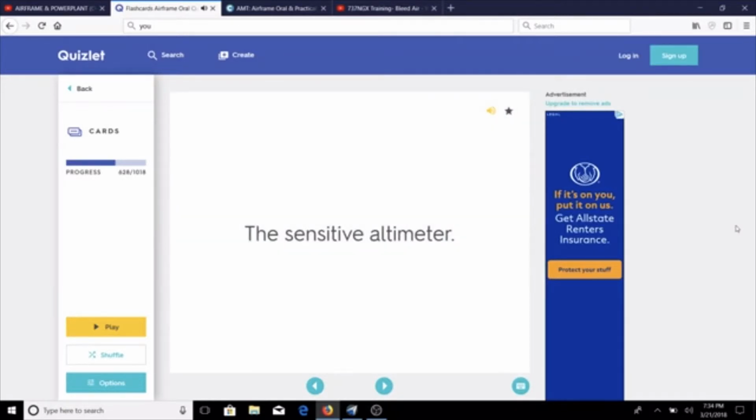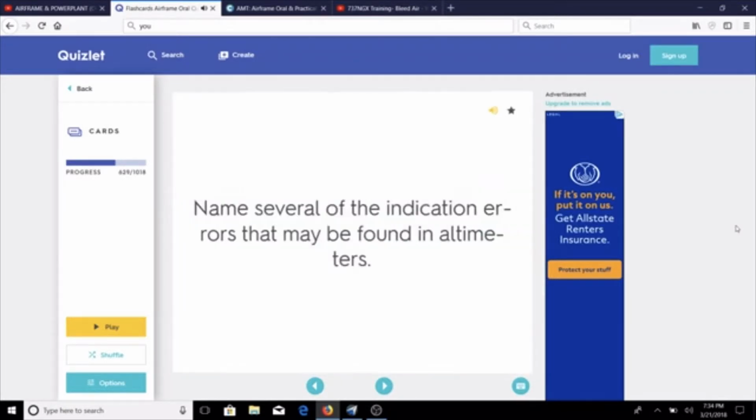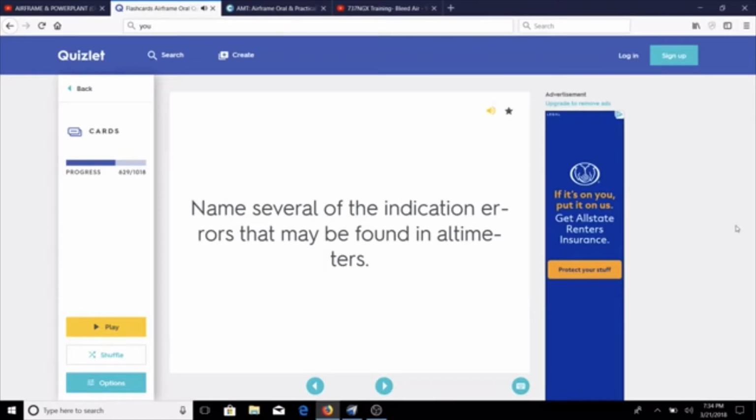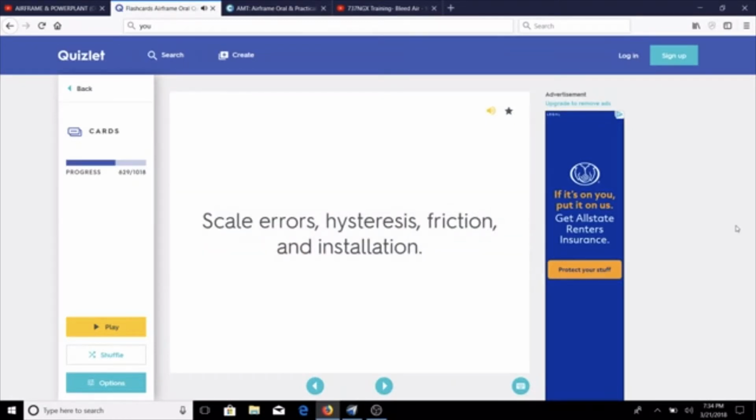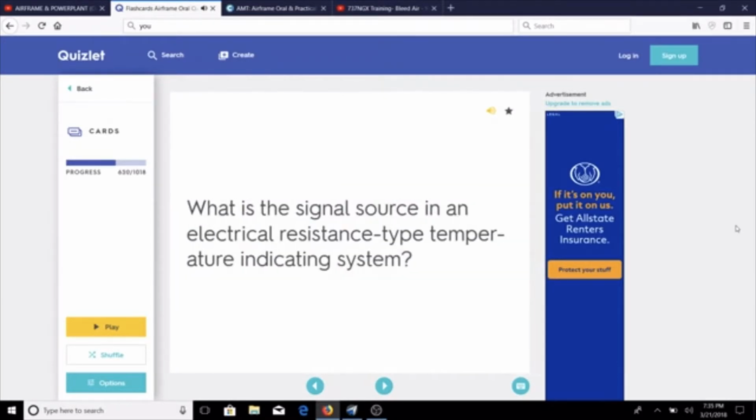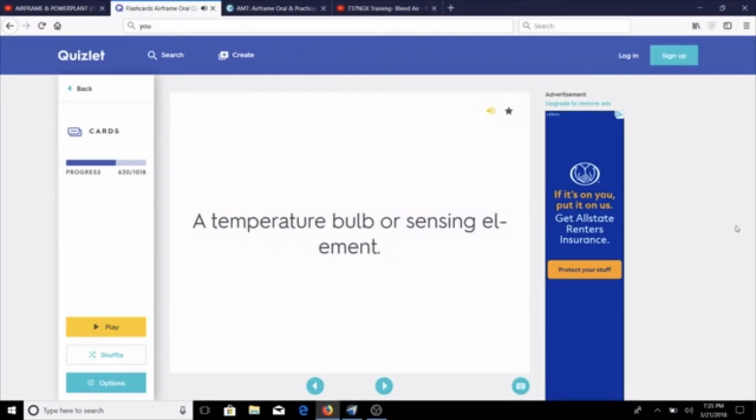The sensitive altimeter. Name several of the indication errors that may be found in altimeters. Scale errors, hysteresis, friction, and installation. What is the signal source in an electrical resistance type temperature indicating system? A temperature bulb or sensing element.